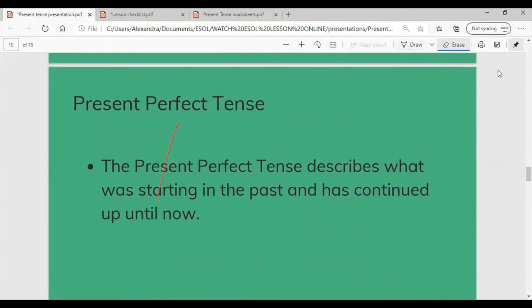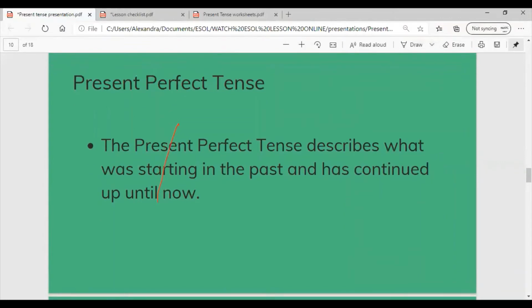So we've then got the present perfect tense. So the present perfect tense describes what was starting in the past and has continued up until now. So it will be an action you started in the past and you've just finished. So maybe for this, you would say, I have logged onto Zoom. So it's something you started in the past and you've just recently stopped because you are now logged onto Zoom. You're not still logging onto it.